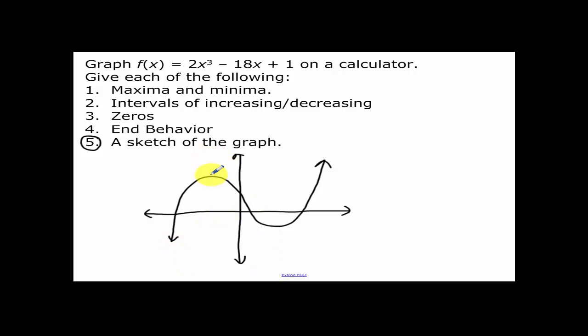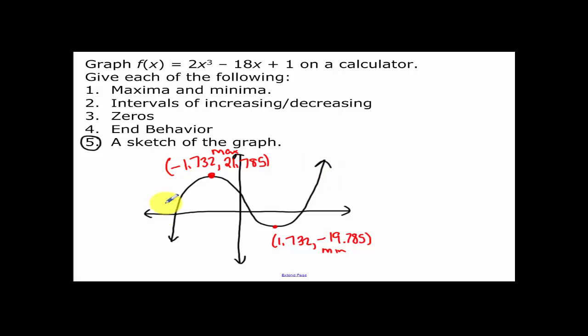Okay, we found our maximum point there to be (-1.732, 21.785). We found our minimum there to be (1.732, -19.785). So those were our min and our max, and you're labeling those on your graph.